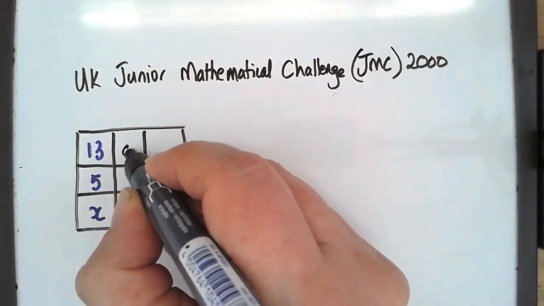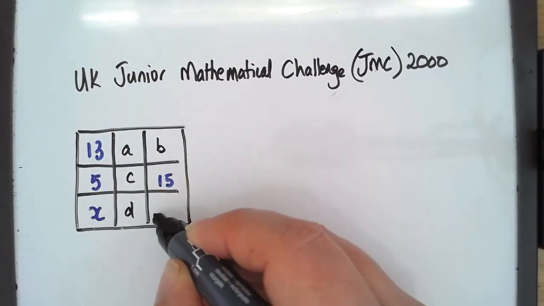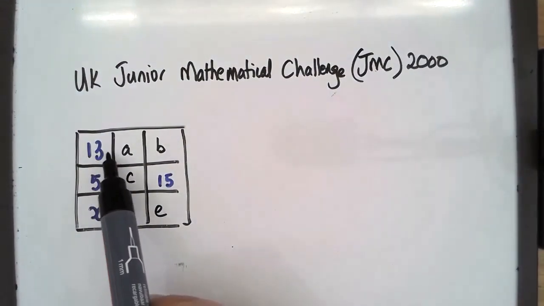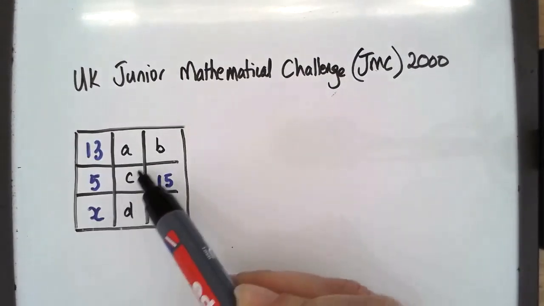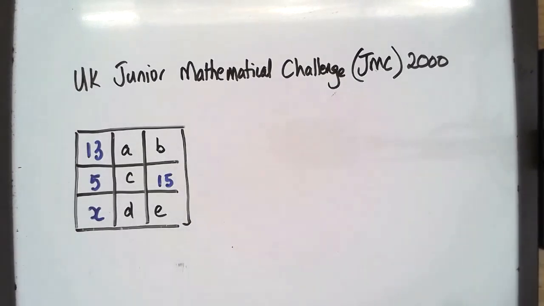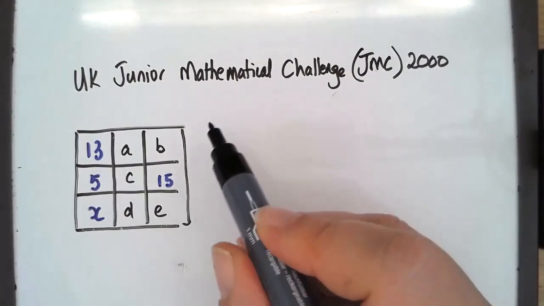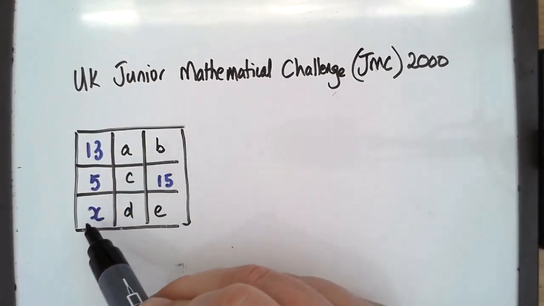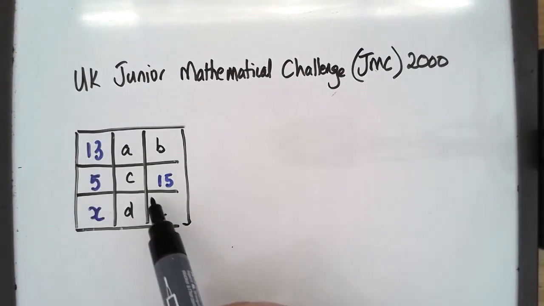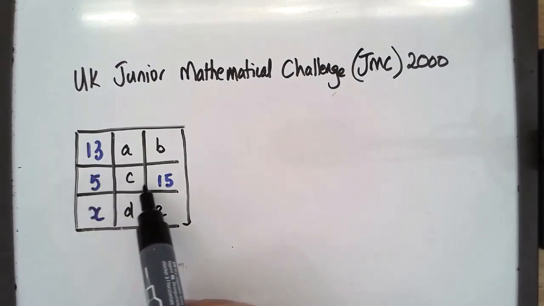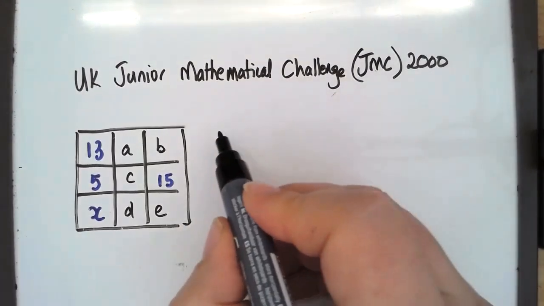I'm going to call these missing spaces letters. Each of these rows, each of these columns, and each of these diagonals need to add up to a certain number, the same number. The lines with the same unknowns, so for instance, this diagonal here and this diagonal here have got a shared letter, and we can eliminate that letter.